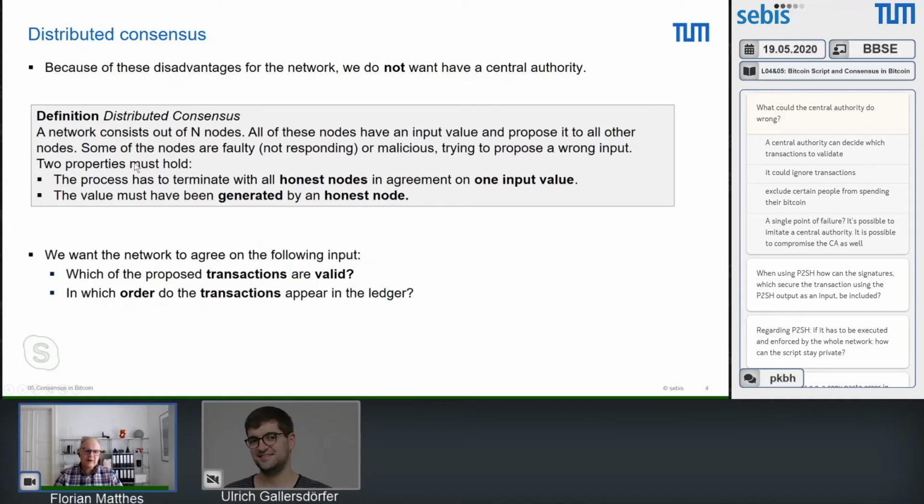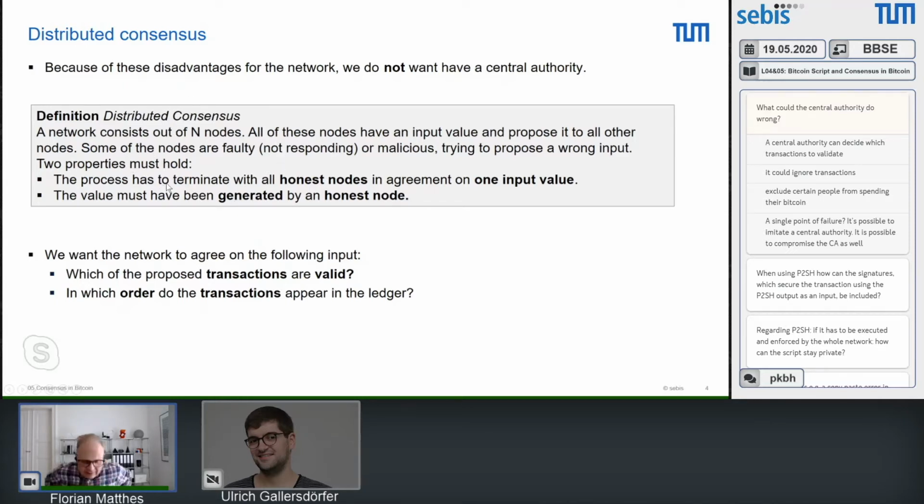So therefore, the idea is that we want to achieve a consensus, so that the process has to terminate with all honest nodes in agreement on one input value. So if all people who don't cheat produce one input value, they say, now this is the truth. And the value that has been generated has to come from an honest node. So this is more or less the definition of a distributed consensus algorithm in a blockchain-based system.